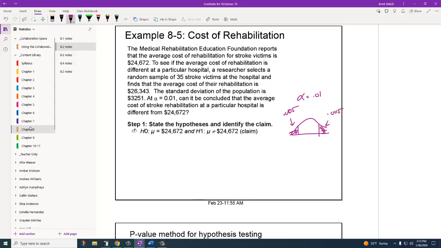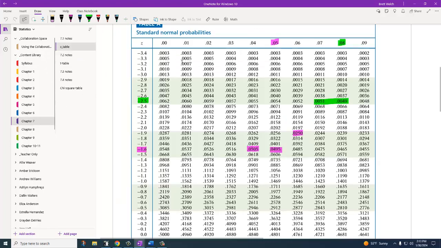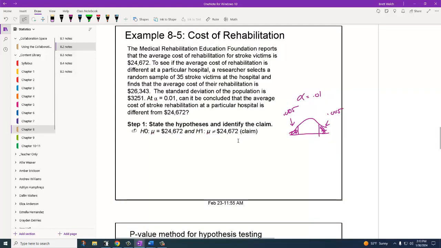If I go back to chapter 7 and look at my table, here at 2.5, 7 and 8, I see these numbers, 0.0051 and 0.0049. Again, when we're evenly split, we go to the smaller value in the tail. So this is going to put us at 2.58. That's both positive and negative. So if I come back here, negative 2.58 and a positive 2.58.